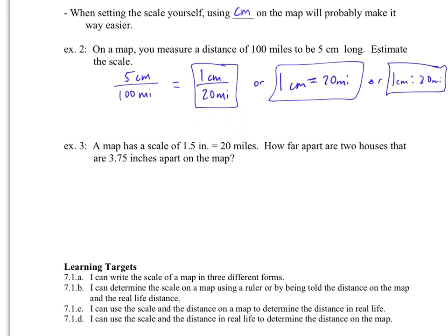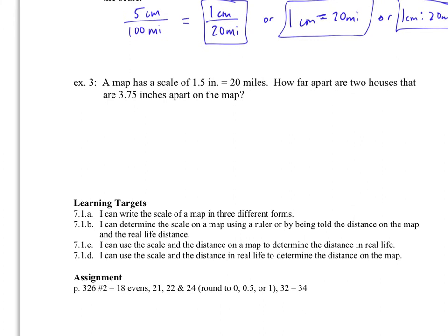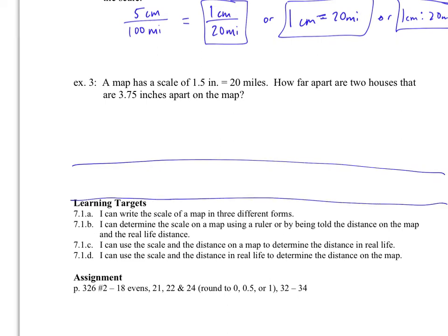Before we do example 3, do you have a little room on the bottom of your page or not? Not really. Okay, we're going to do another example right here, kind of scrunched in this space. Because we didn't really estimate with that. It told us 5 centimeters is 100 miles. So that wasn't really an estimate. That's an exact.